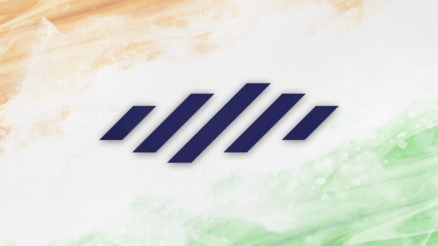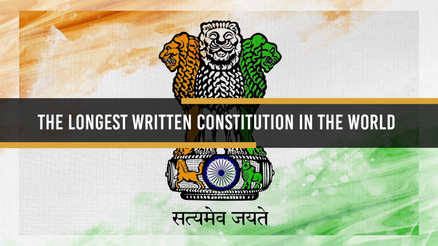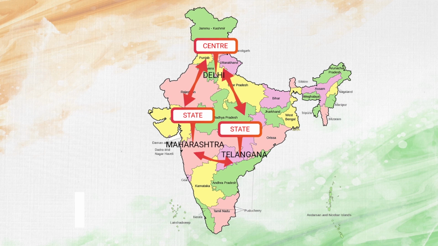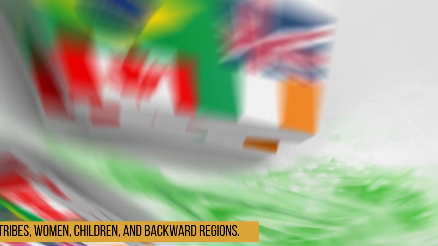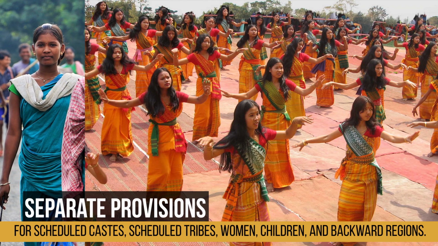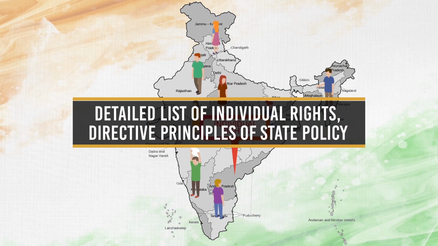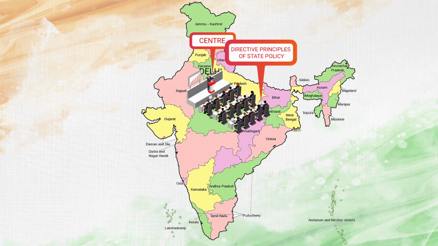Number 1. The longest written constitution. The Constitution of India is said to be the longest written constitution in the world because it contains separate provisions for states and center and their interrelationship, the borrowed provisions from several sources and several other constitutions of the world, and separate provisions for scheduled castes, scheduled tribes, women, children, and backward regions. It contains the detailed list of individual rights, directive principles of state policy, and details of administrative procedures which were laid down to make the Constitution an easy, handy constitution.